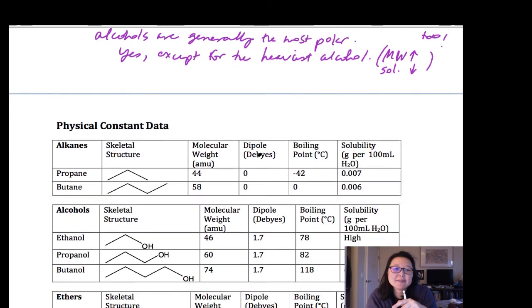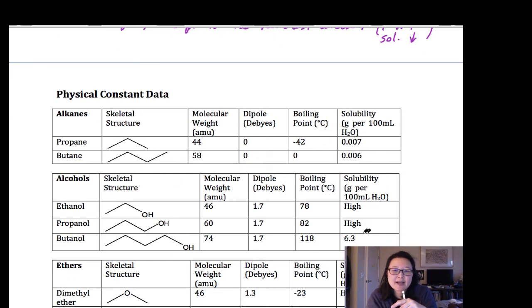Now there is an exception. As you increase, you've got this molecule which is not so high in solubility, but still pretty high compared to the other groups. But you can notice a trend that the water solubility decreases as the alcohol chain gets larger.